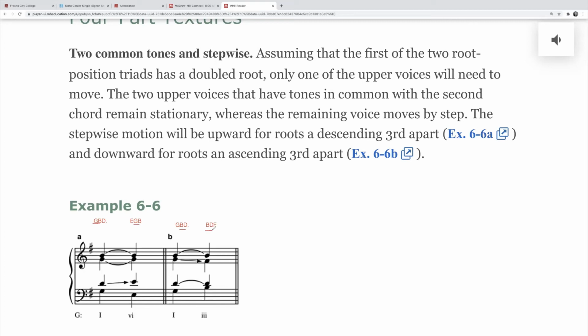All right. Okay. So if the common tones stay on the same common tone for the next chord, your remaining third voice is going to move in the opposite direction of the bass by step. If the bass goes down, the other voice goes up by step. If the bass goes up, the other voice goes down by step. Everything else stays on the common tone. Are you with me? Yeah. Other questions?